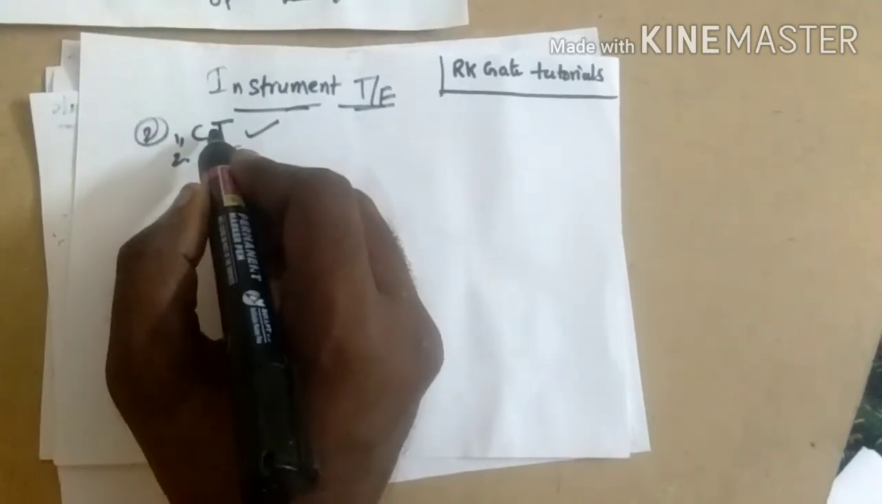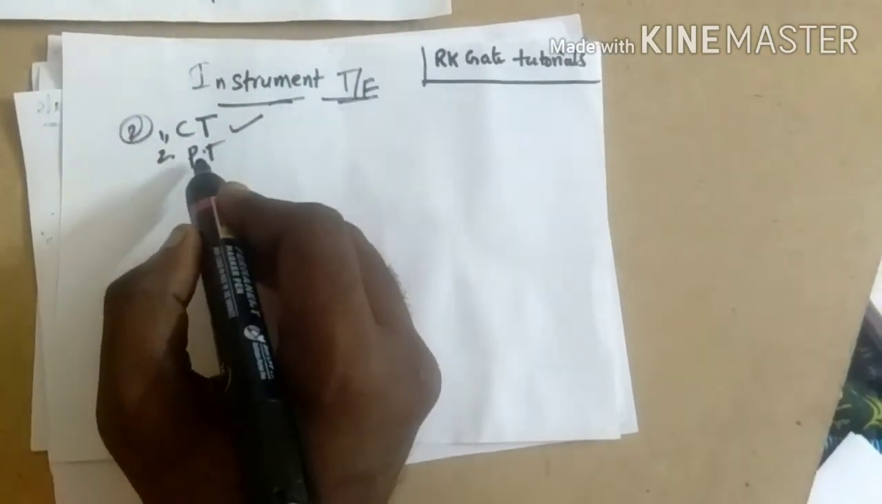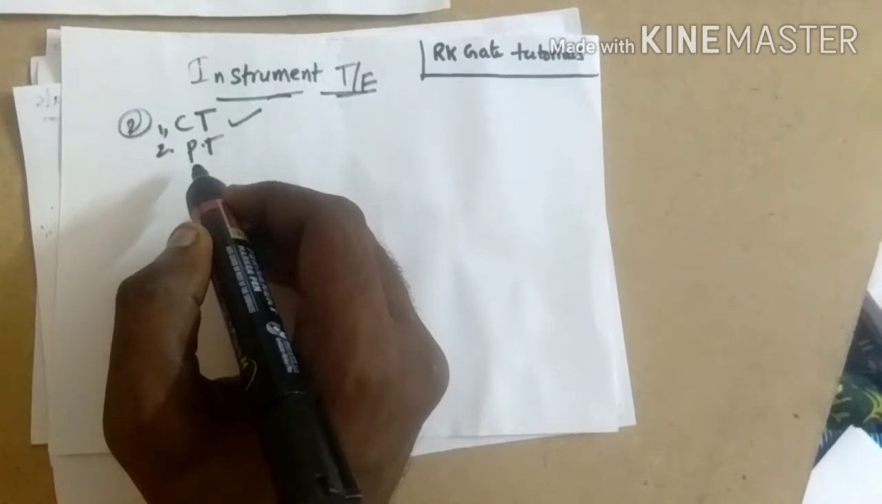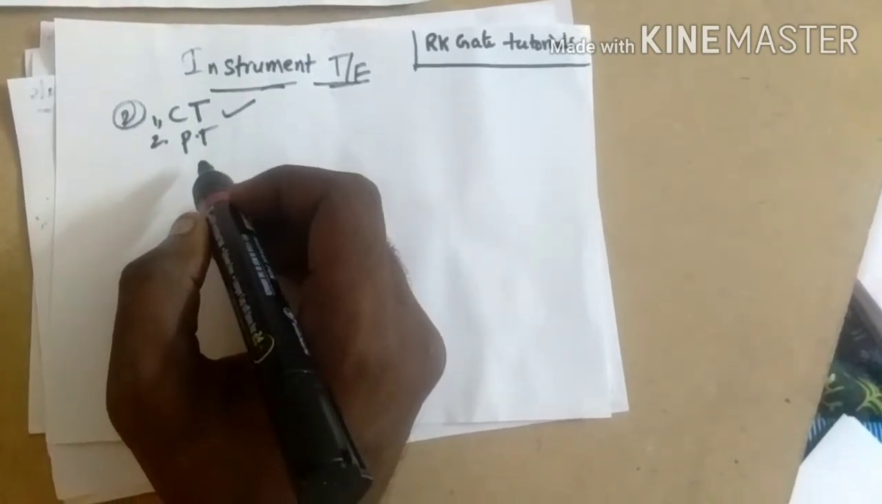But remember, the current transformer is placed in series with the line, and the potential transformer, which plays with the voltage, is placed in parallel. It is connected in parallel with the lines. So remember that.